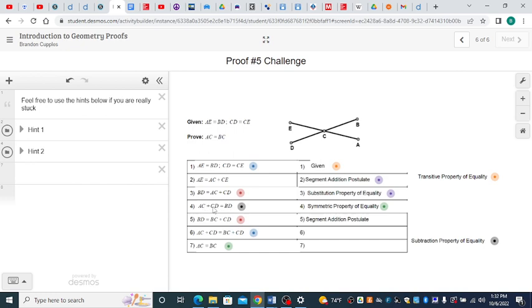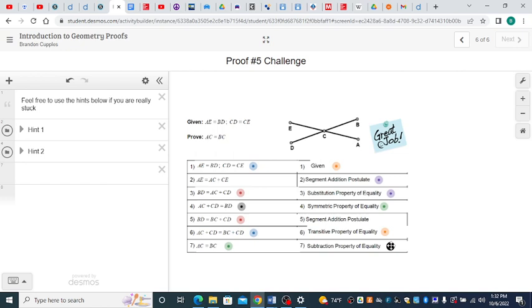If A equals B and B equals C, then A equals C. So again, A equals C. That is the transitive property. Now, looking at both sides of my equation, I've got a CD on both sides. So what can I do to both sides? I'm going to subtract CD from both sides, and I get this as my final statement there.